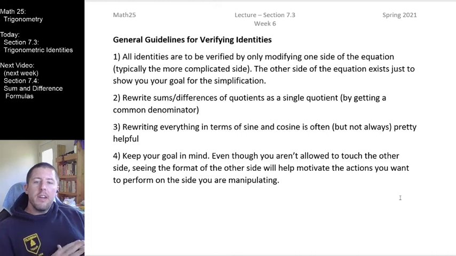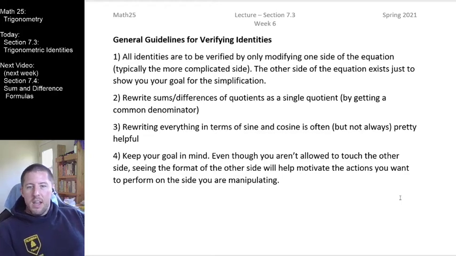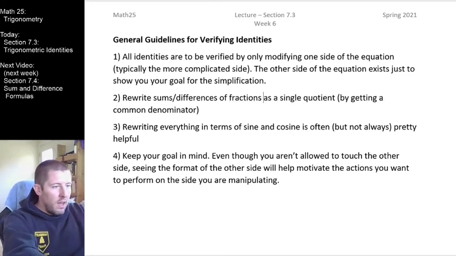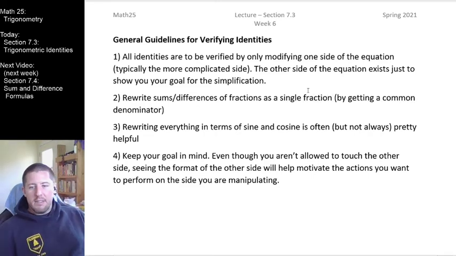Right? Rewrite your sums and differences of quotients as a single quotient by getting a common denominator. Right? This just says rewrite sums and differences of fractions as a single fraction. That's a much simpler phrasing right there. I don't know why I have the word quotients in here. That's just making that confusing. Right? That says add and subtract fractions by getting common denominators.